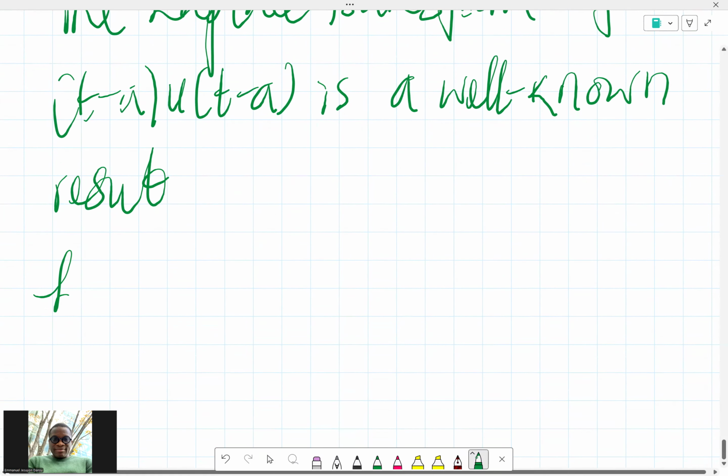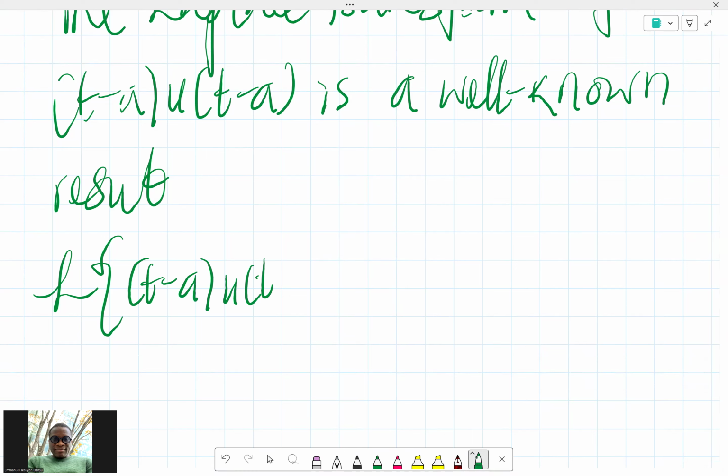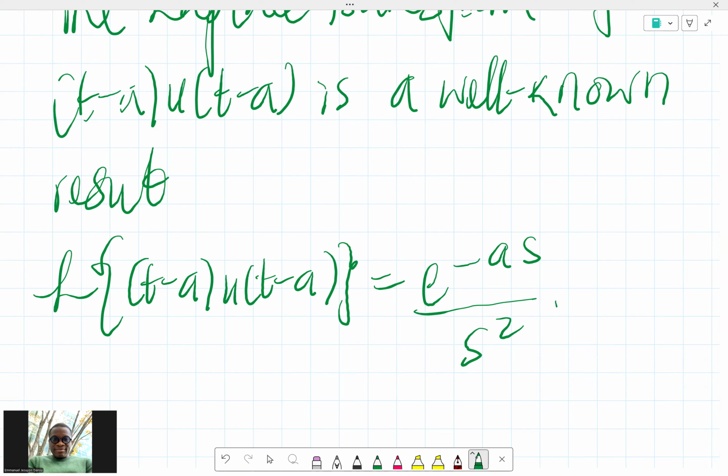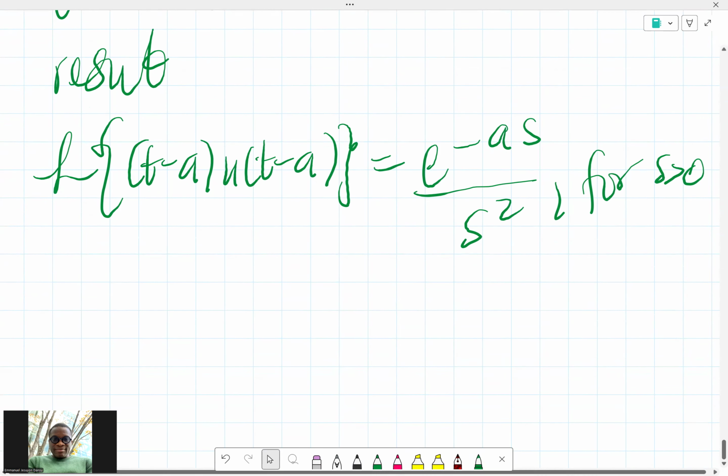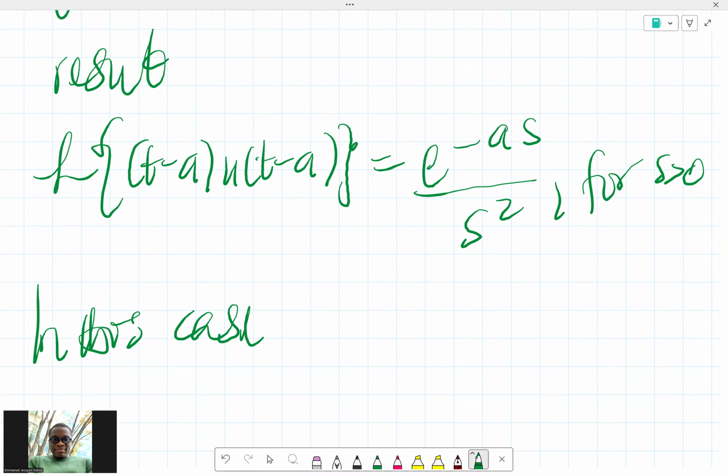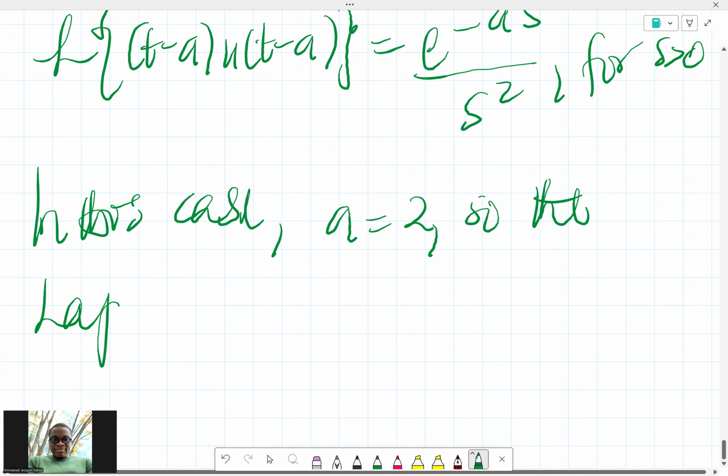And that is that the Laplace of (t minus a) times u(t minus a) is the same thing as e raised to minus as, all over s squared, and that happens for s greater than 0. Okay, so in this case, a is equal to 2.